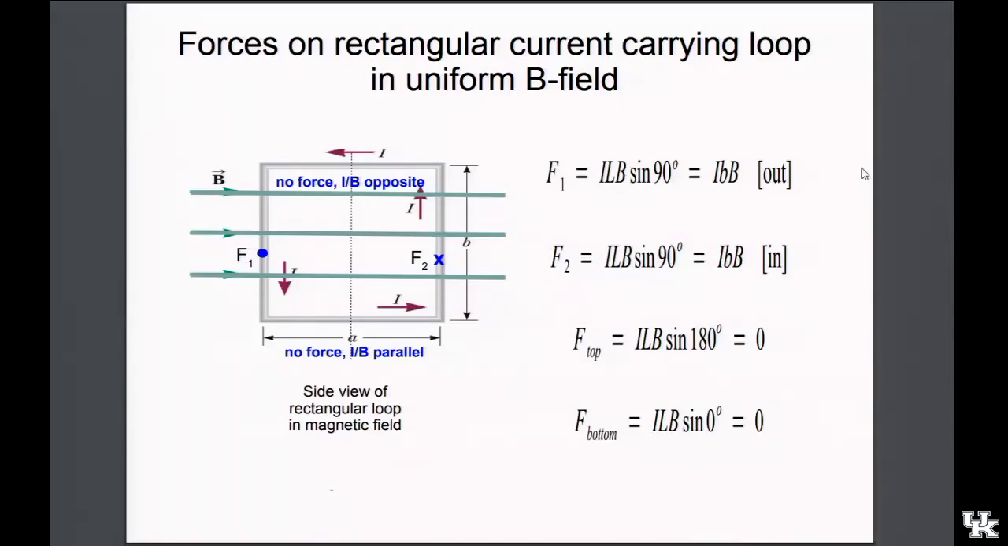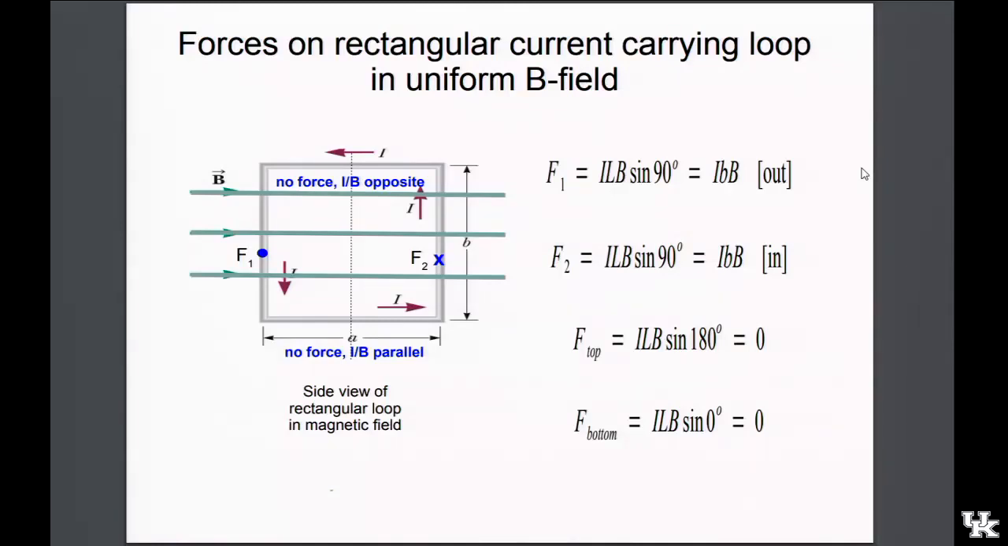If we want the sizes of those forces on the left and right, we can just use the field equation. So this is the field equation, force equals I L B sine theta. That's the sort of thing about the wire that experiences the force. Here's the field that's causing the force, and here's this sine theta that is governed by the direction between the current and the field. In this case, the angle between the field and the current is 90 degrees. It's 90 degrees on the left, and it's 90 degrees on the right. In this case, the length of the wire is the height of the loop, so it's going to be this lowercase b. The current is the current in the loop, which is the current I.